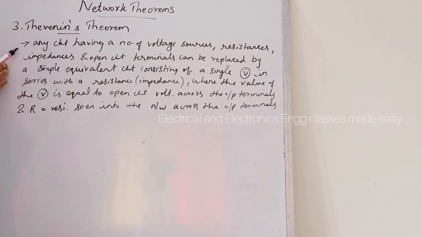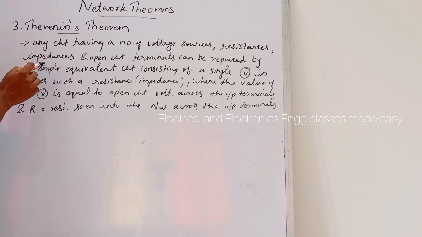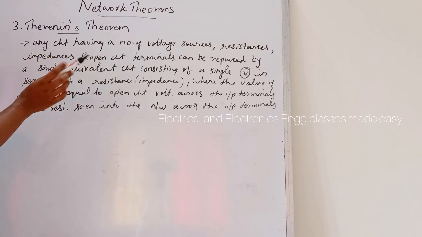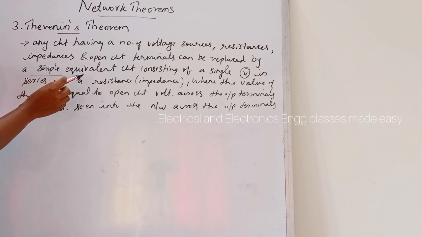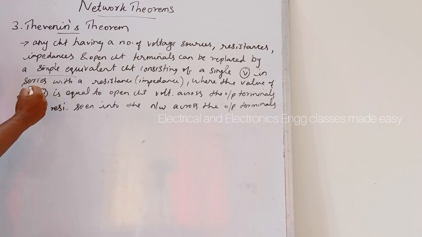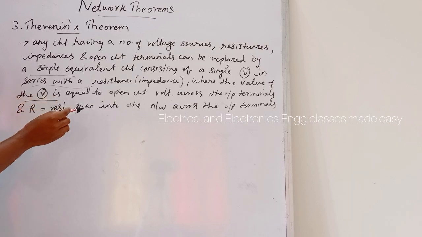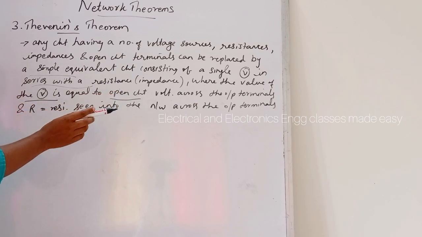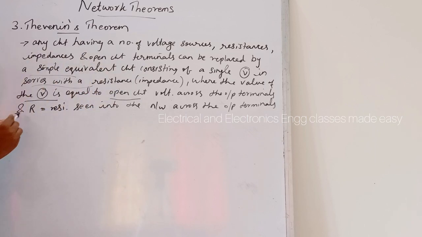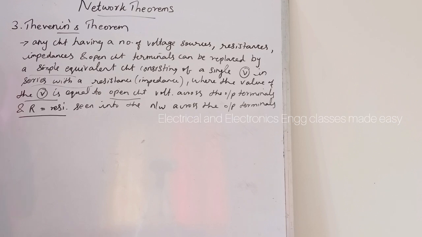Thevenin's theorem states that any circuit having a number of voltage sources, resistances, impedances, and open circuit terminals can be replaced by a simple equivalent circuit consisting of a single voltage source in series with a resistance or impedance, where the value of the voltage source is equal to the open circuit voltage across the output terminals and the resistance is equal to the resistance seen into the network across the output terminals. So this is the statement of Thevenin's theorem.